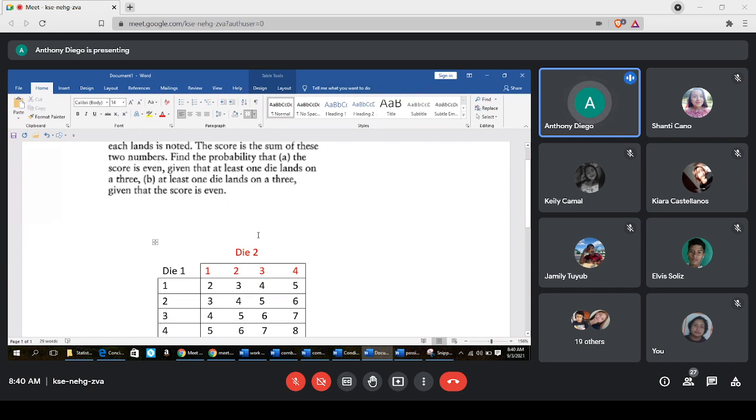So you could either have one die land on the tree, and we have this sum, and we have the other one land on a tree, which would be this one as well. Like I said, at least one of the die lands on a tree. So both of them can land on a tree. And since it's two dice, either one can land on a tree. So it said here, find the probability that the score is even, given that at least one die lands on a tree.